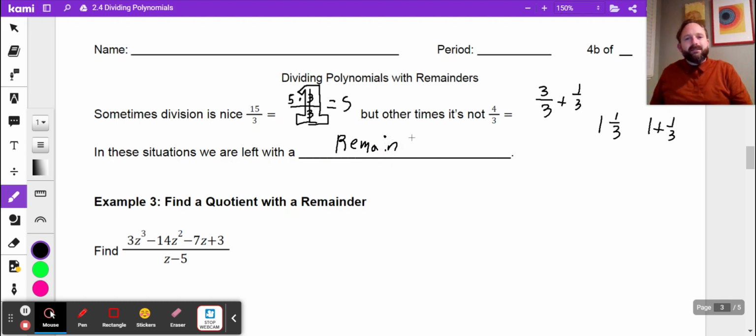It remains. Sounds like some Marvel Loki name of a villain. The one who remains. I don't know.